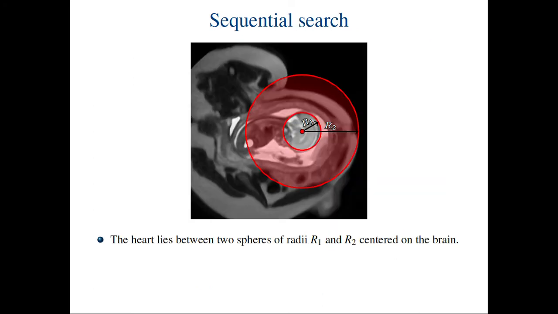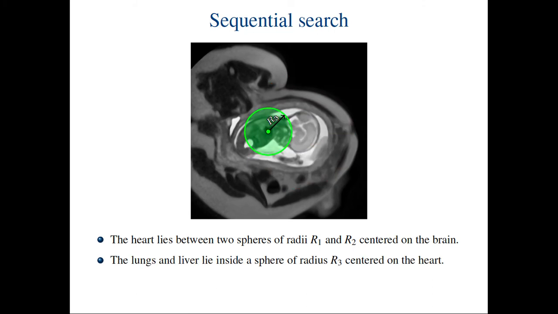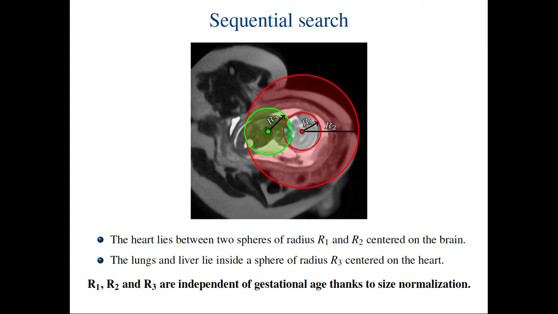As we perform a sequential search, starting from the fetal brain, we know that the heart is within two spheres of radii R1 and R2. For each possible location of the heart, the lungs and liver must be within the sphere of radius R3, centered on the heart. R1, R2 and R3 are independent of the gestational age, thanks to the size normalization.